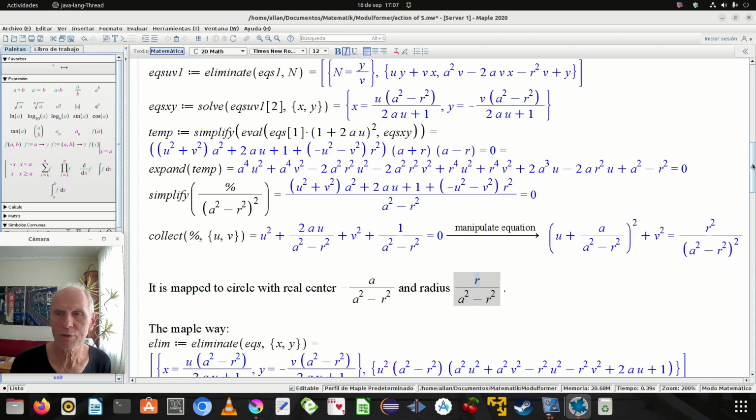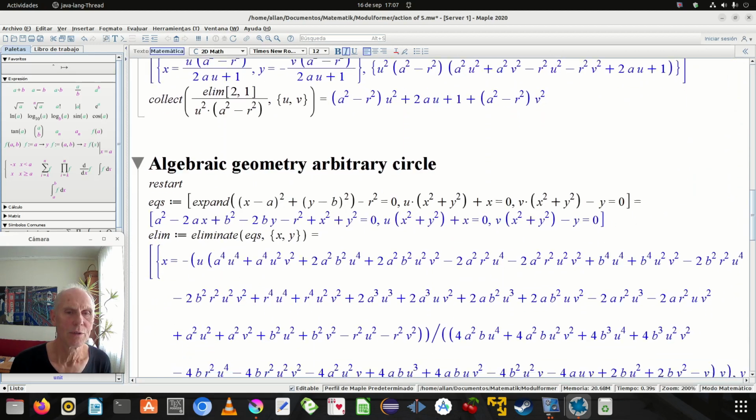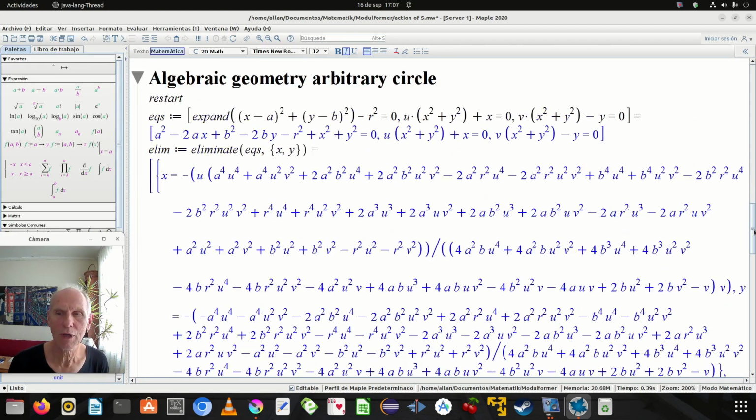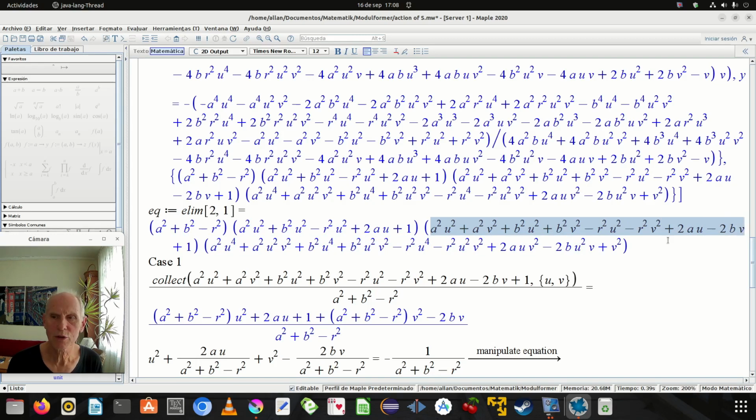I wanted to do it in general, so I did the same with an arbitrary circle, and this is what the elimination gave. I believe this is the result when we get a vertical line, and I don't know what the point is of this, but this turns out to be the circle we are looking for.